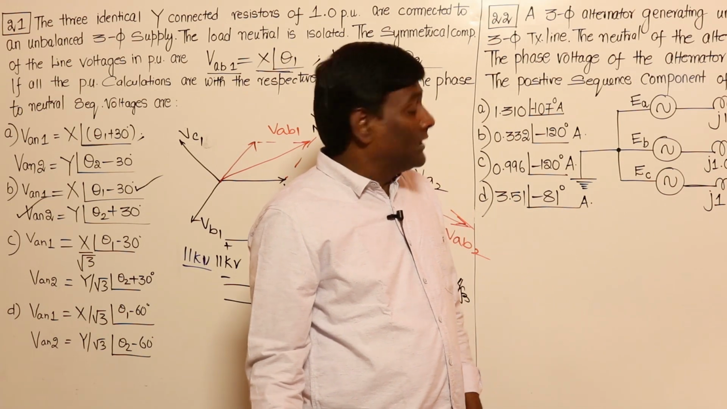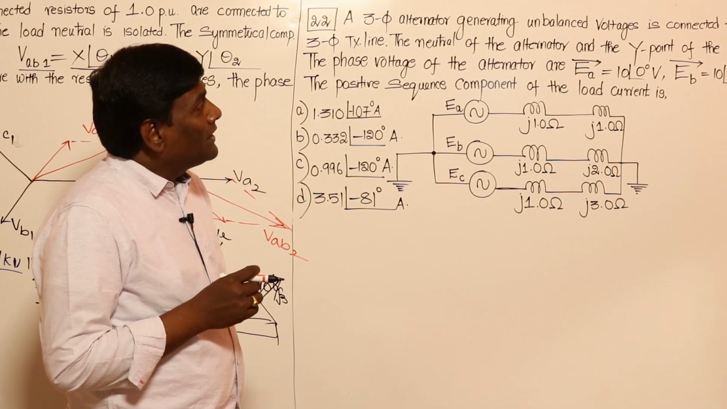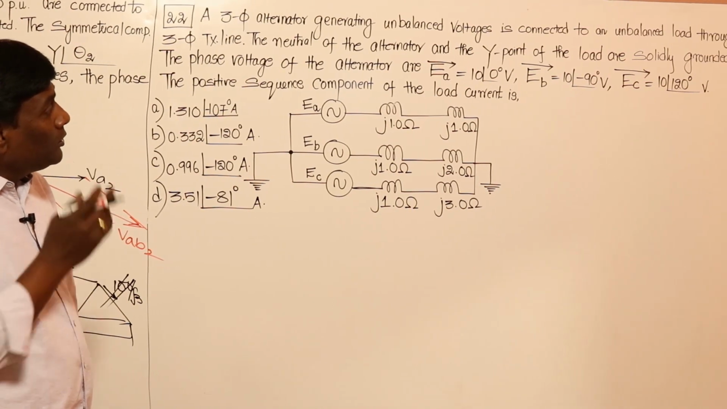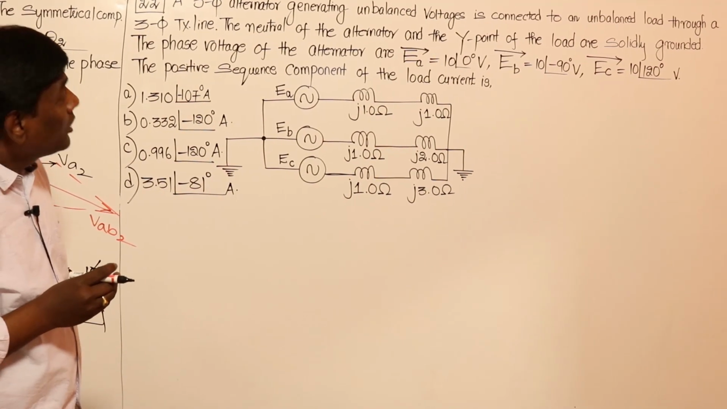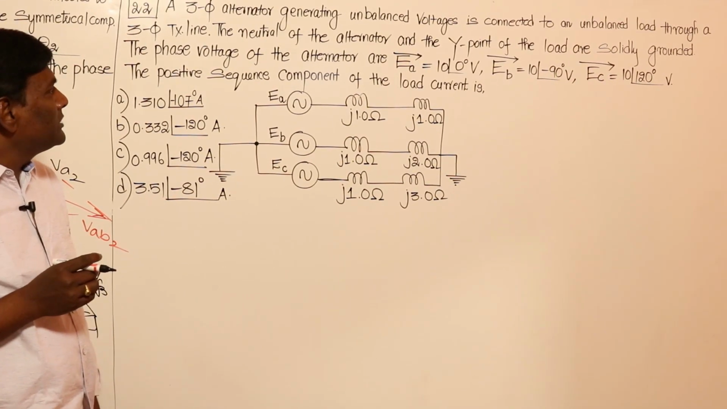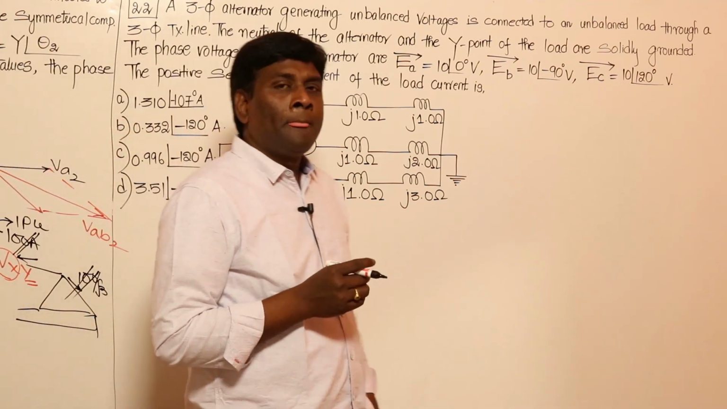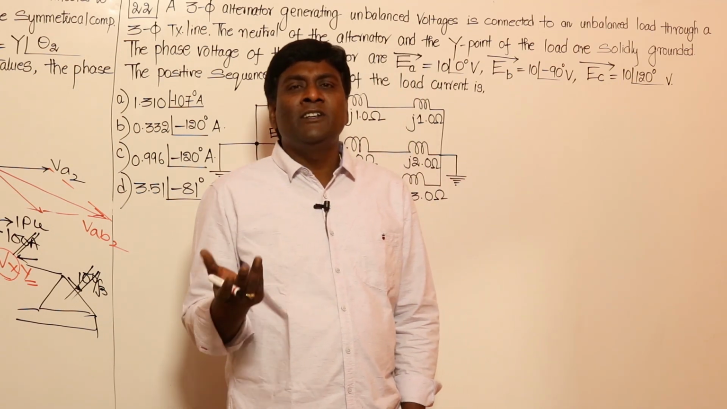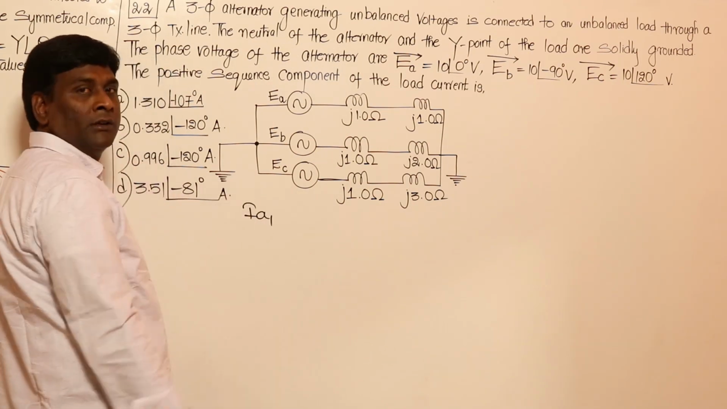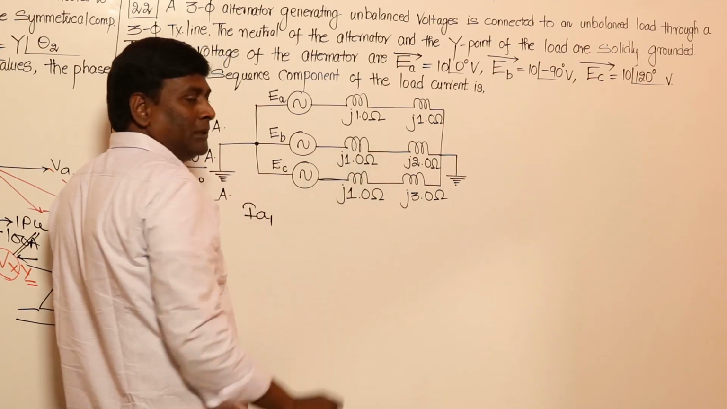Now let us think of another question. A three-phase alternator generating unbalanced voltage is connected to a balanced load through a three-phase transmission line. The neutral of the alternator and the Y point of the load are solidly grounded. The phase voltages of the alternator EA, EB, EC they have given. The positive sequence component of the load current is. Positive sequence component of the load current means that normally R phase or A phase will be the reference. So he is asking IA1. What are the things they have given? EA, EB, EC they have given, and impedances they have given.